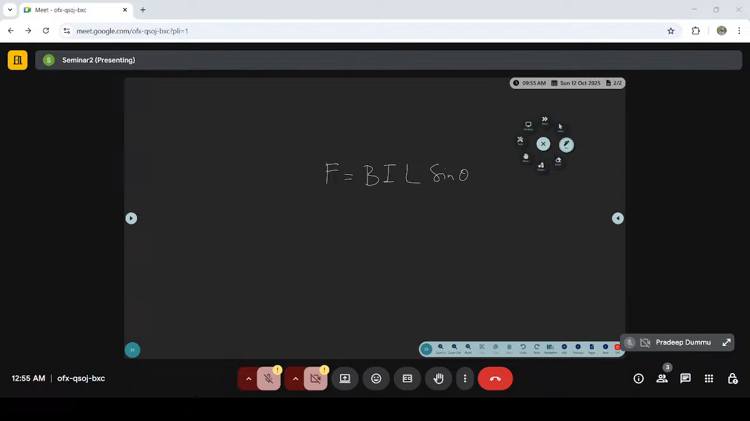Third question: whether it is rotating clockwise or anti-clockwise, how do we know the direction of the force? That depends upon the design.